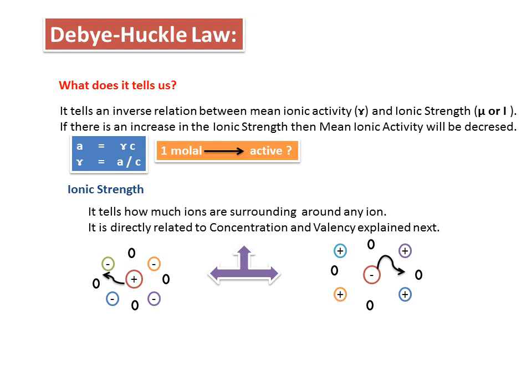Ionic strength tells how many ions are surrounding any ion. It is directly related to concentration and valency, which will be explained next.